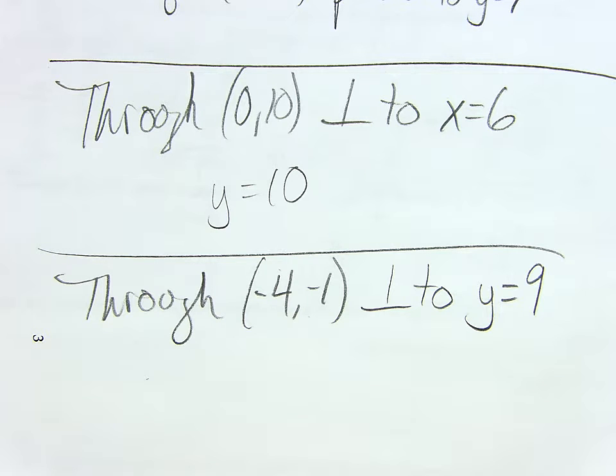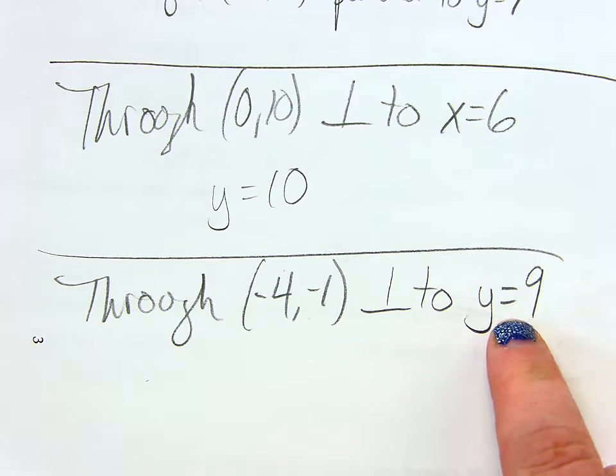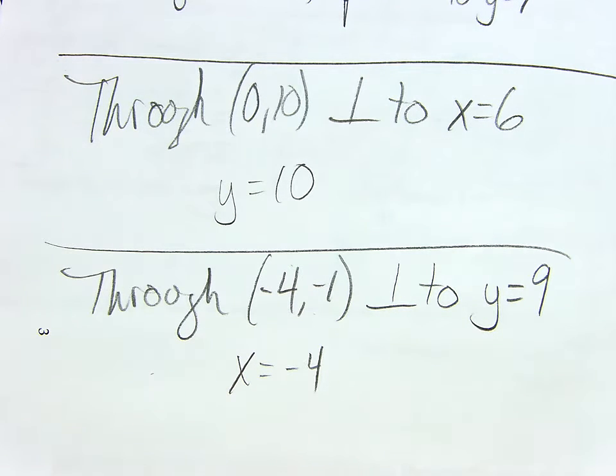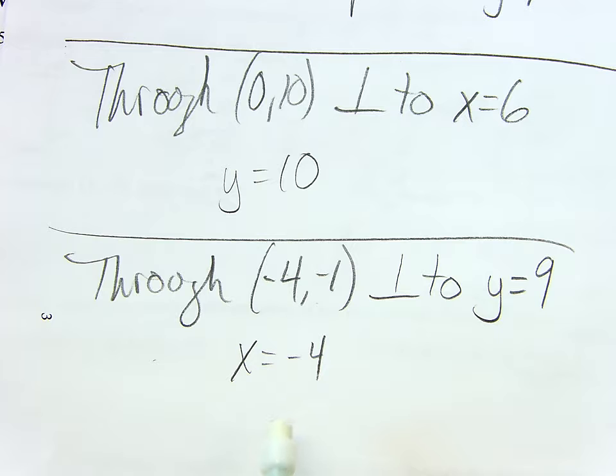Do you have your answer? X equals -4. Perpendicular, so that one is horizontal. I need a vertical. Verticals are x equals, and it's just -4. I can't tell you how many collective points have been lost on questions like this. But they're really easy if you get it. So just be careful.